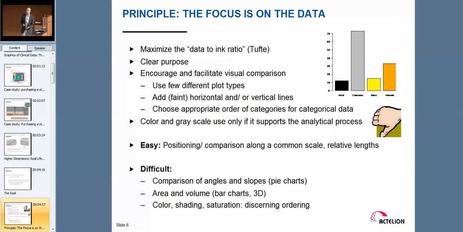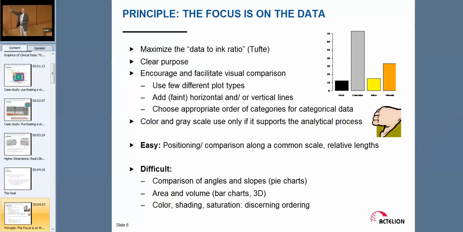And to summarize this, what's easy for the human brain is that if we have a common scale, we can easily judge if one graph is to the left, to the right, above or below the other. We can judge if one line is longer or shorter than the other. That's relatively straightforward for the human brain. What's more difficult is to compare angles and slopes. And the prime example is pie charts.